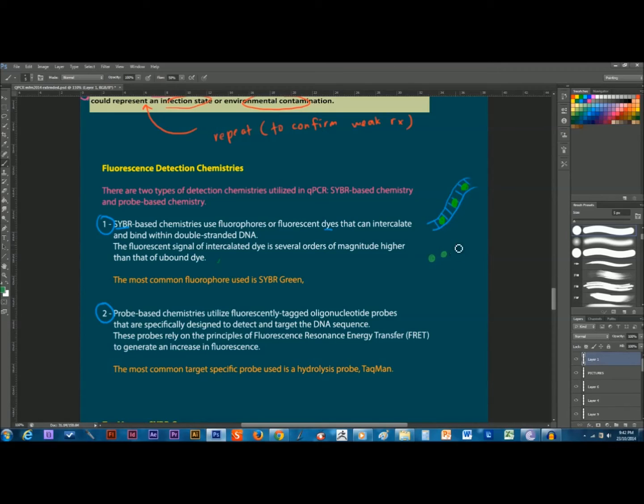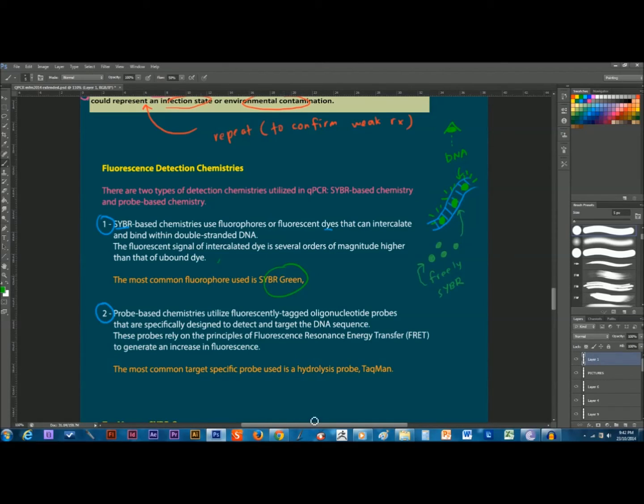So that means the free SYBR Green dye, when floating freely in the reaction mixture, has a low magnitude of fluorescence, but if the dye is attached or intercalated in between the DNA strands, the fluorescence signal is stronger. So the most common fluorophore used is SYBR Green dye.